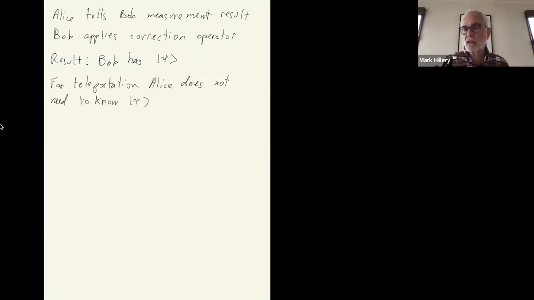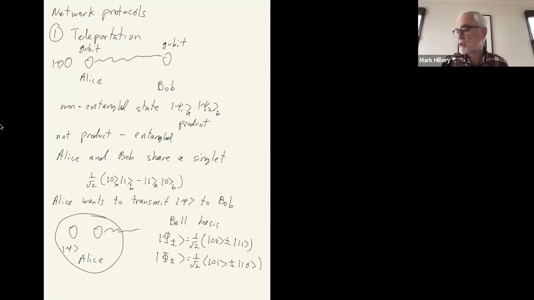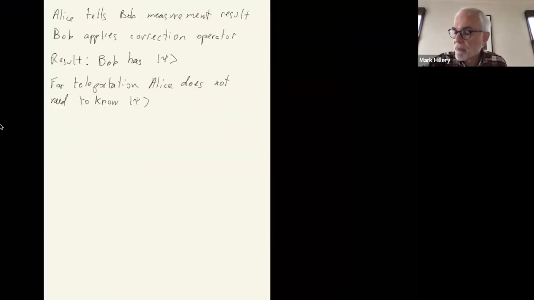Okay, and the other thing is, let's talk about the information that Alice does send Bob. So Alice tells Bob the result of her measurement. Now, her measurement has four possible results, because there are four possible Bell basis elements. So that means that the classical information she sends Bob is two bits, because two bits represent four possibilities. So the other thing is that Alice sends Bob two bits of classical information.